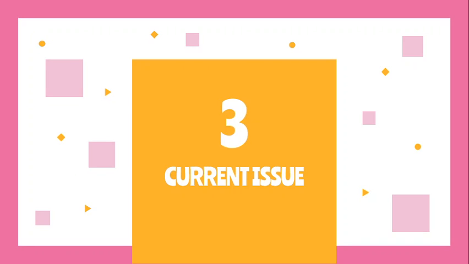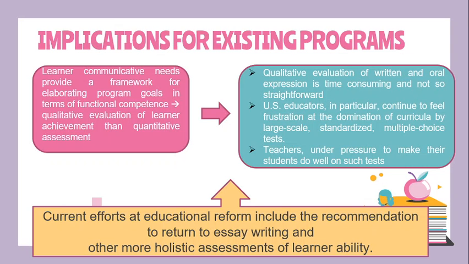Then we come into the third section. It is about the application of CLT in the existing program. First, learner communicative needs provide a framework for elaborating program goals in terms of functional competence. Well, the application of CLT makes a different situation.